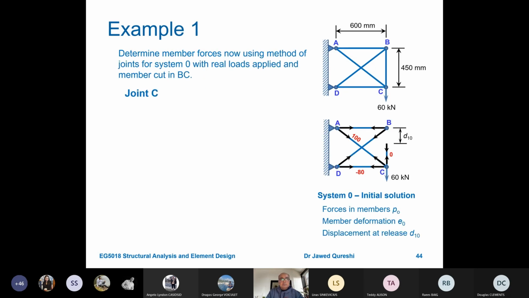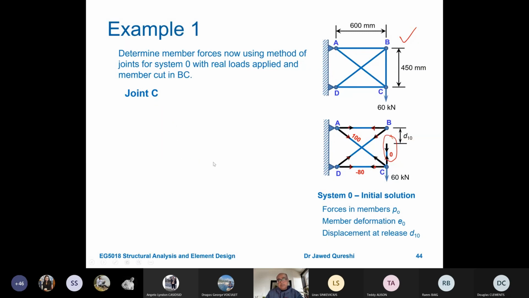Now the first thing first, I have to determine the member forces for system 0. This is our actual structure, and system 0 means that I have removed this member BC. So when I remove this member BC, it means that this member is not there. And then I will use these signs. Arrow pointing inwards indicates that these are tension members. If my value is coming out to be negative, it means that it is a compression member.